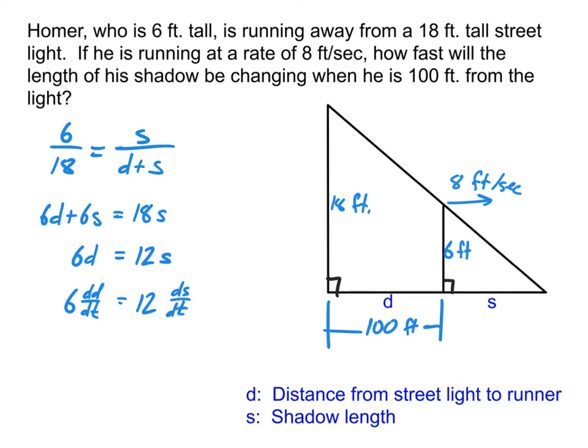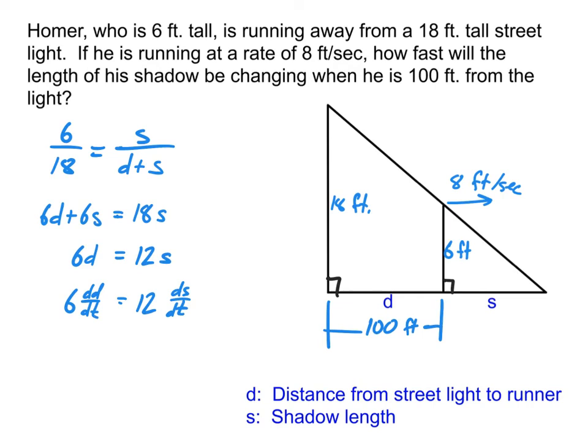Well, we know one of those values. Remember that we know that Homer is running away at 8 feet per second. Now, think again here for a moment before we plug it in. Which value is actually changing? Is that changing how the D is changing, or is that changing the S directly? Which one of those would be 8? The answer is that it would actually be the D value.